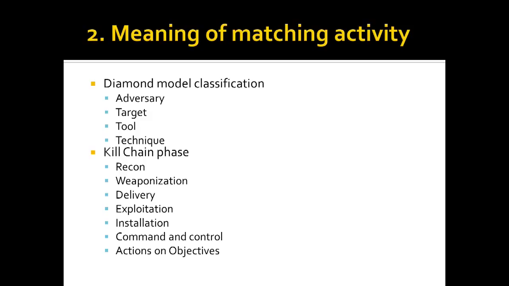Is this an indicator of an adversary? Is it an indicator of a target, right? So where is it coming from? Where is it going to? Is it indicative of a tool that an adversary is using? Or is it indicative of a technique that an adversary tends to follow? And then of course the kill chain phase. So where along the intrusion does this indicator tell you that the adversary is currently operating, right? From recon all the way to actions on objectives.